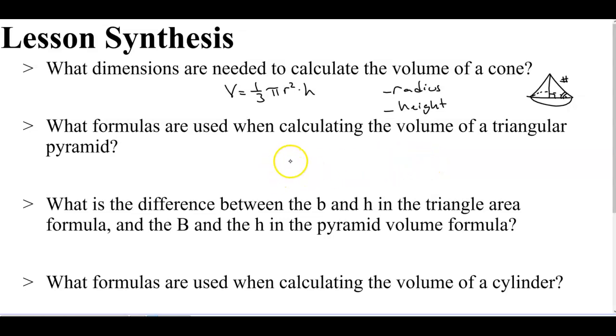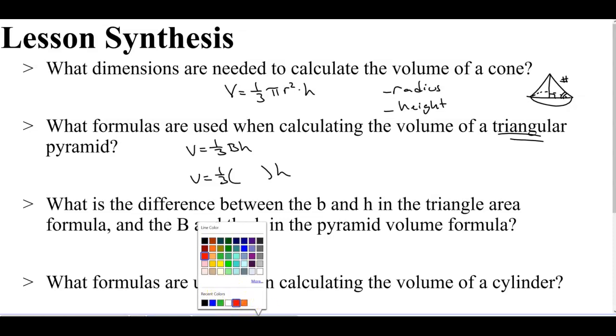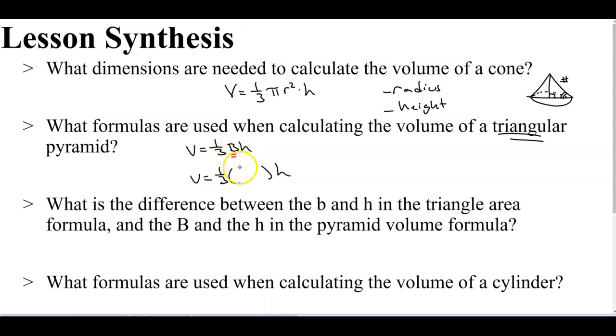What formulas are used when calculating the volume of a triangular pyramid? Well, a triangular pyramid, right away I'm thinking volume is 1/3 the area of the base times the height. But the base is a triangle. So I want to actually substitute in, instead of the base, I know the area of the base of any triangle is 1/2 base times height. You have to be careful. This height is the height of the solid. This height is the height of the base.